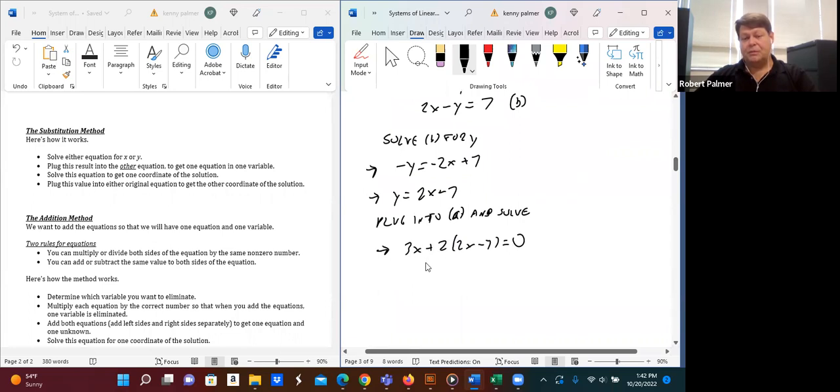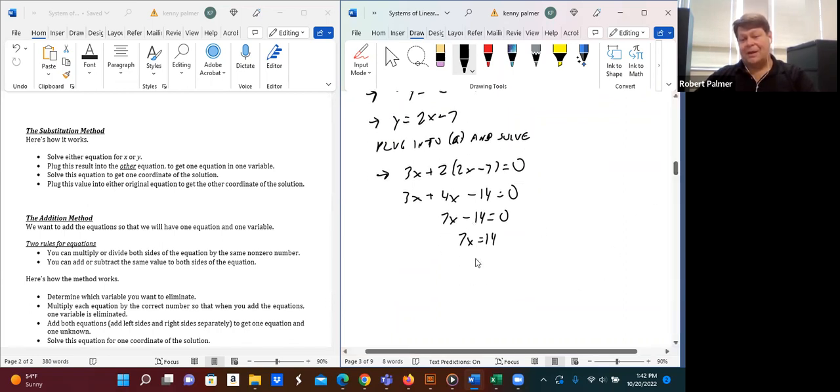Now, distribute this. So we have 3x plus 2 times 2 is 4x. Then 2 times negative 7 is negative 14, is equal to 0. Combine our like terms: 3x and 4x gives us 7x, minus 14 is 0. And then just solve for x. Add 14 to both sides, we get that 7x is equal to 14. Then divide both sides by 7. This works out nicely to x equals 2.